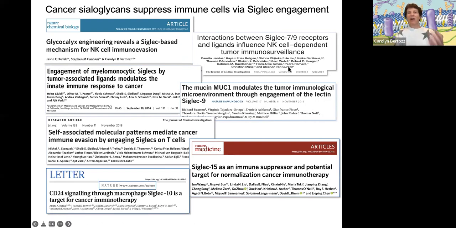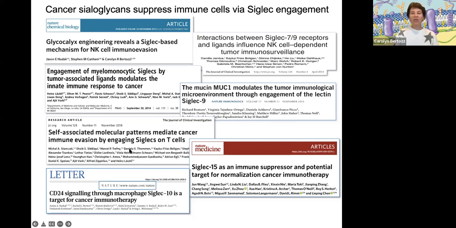And labs like Stefan von Gunten's lab over there in Scandinavia showed that in human clinical samples, you could find upregulation of Siglec-7 and 9 on NK cells. And he showed a role for them in undermining immune surveillance in human tumor settings. Ajit Varki's lab contributed by understanding the role that Siglec-9 plays in macrophage activity against cancers. Joy Burchell over there in the UK did beautiful work showing that Siglec-9 engagement on macrophages by a mucin called MUC1 can polarize them from the M1 to the M2 phenotype in the tumor microenvironment.